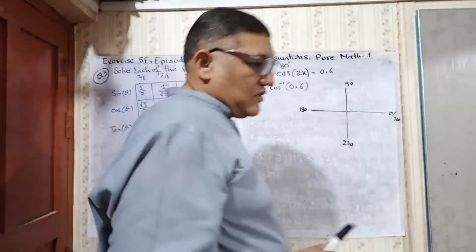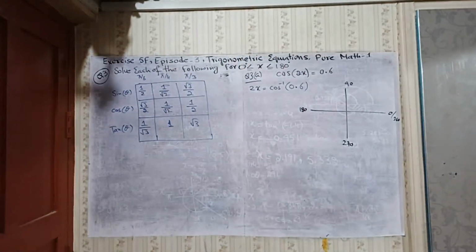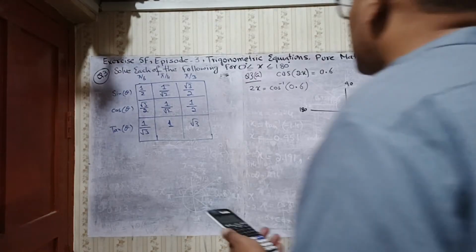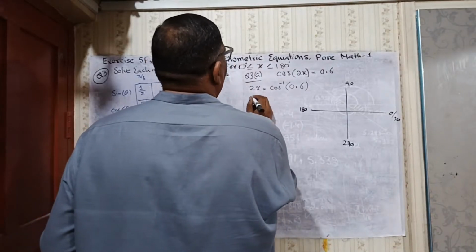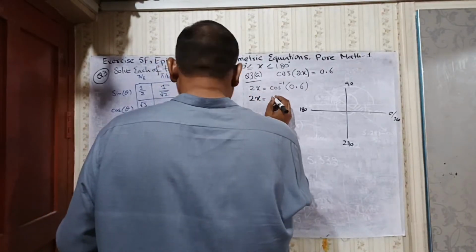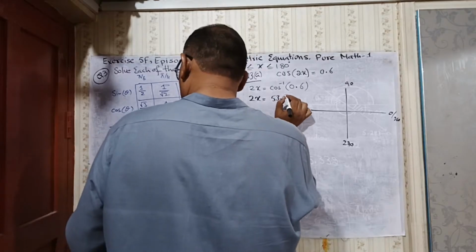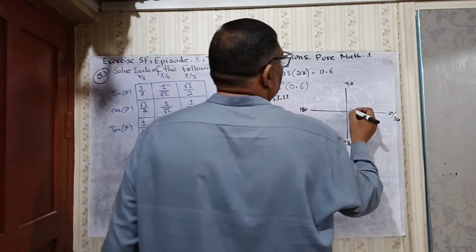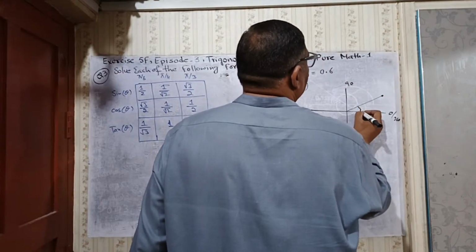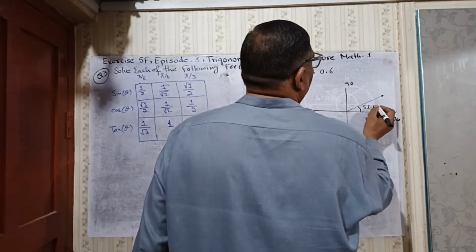Now, with the help of the calculator, we can find the value of cos inverse of 0.6. Your calculator must be in degrees. It's already in degrees. Shift cos 0.6 gives 53.1. So I got 2x is equal to 53.13. That means this angle is 53.13.